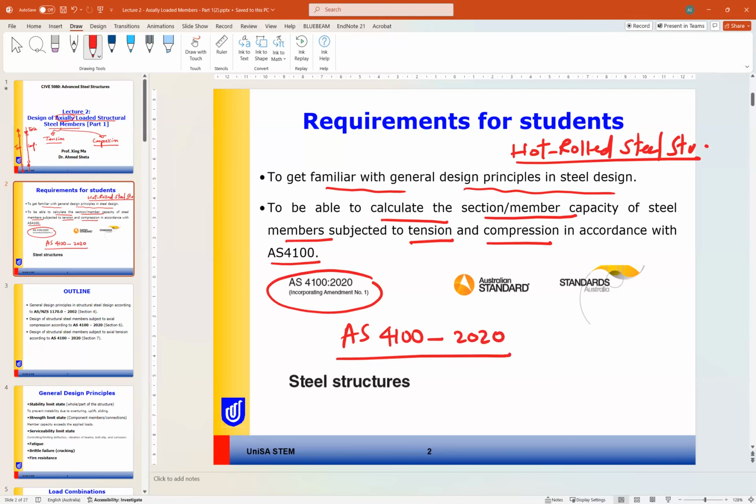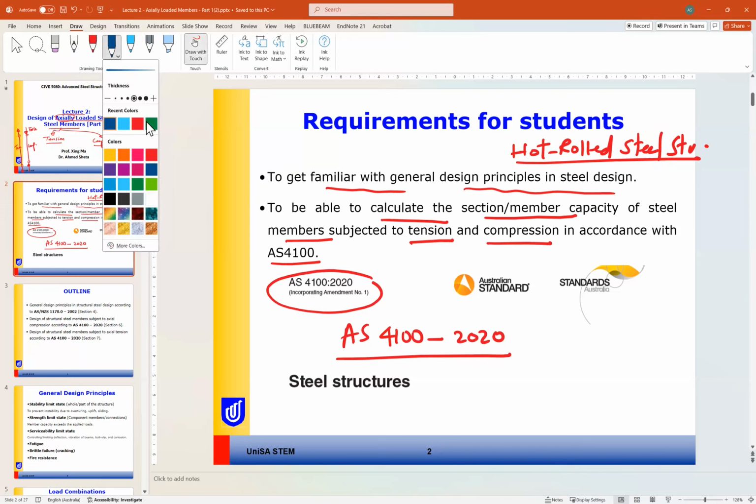I think some of you have already used this standard before in other courses, but we will also explain or give more explanation about the standard formulas and the requirement of the standard.